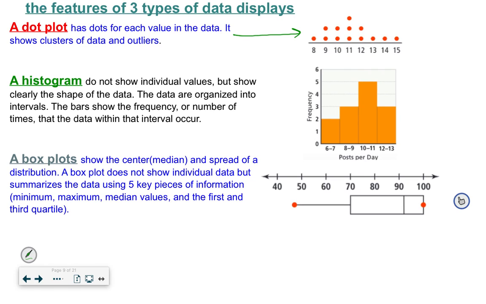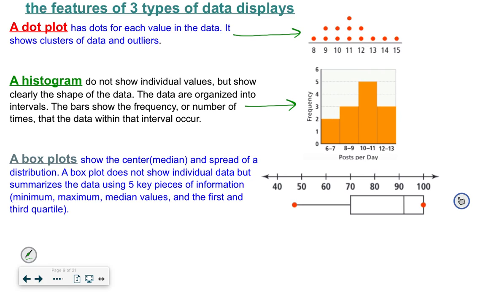The second one is a histogram. Histograms do not show individual values but show clearly the shape of the data. The data are organized into intervals. The bars show the frequency, or number of times, that the data within that interval occur. And this is going to be the shape of a histogram.